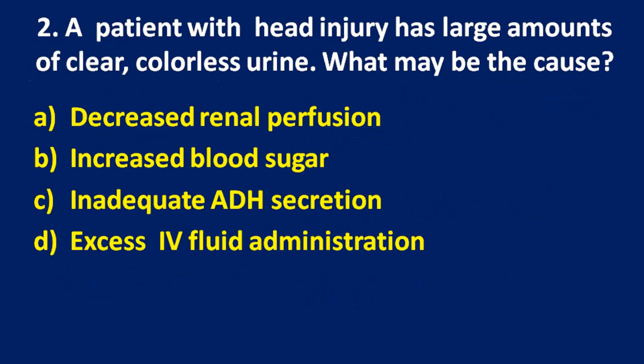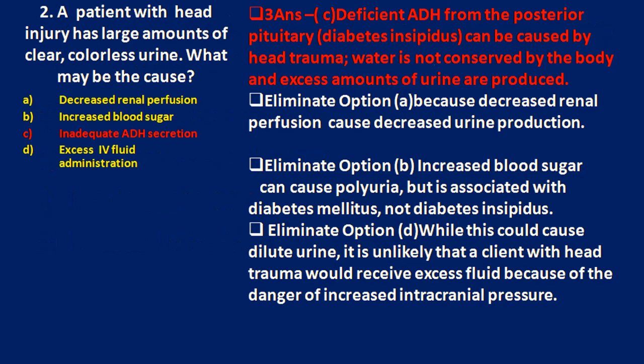Second question, a patient with head injury has large amounts of clear colorless urine. What may be the cause? Option A, decreased renal perfusion. Option B, increased blood sugar. Option C, inadequate ADH secretion. Option D, excessive IV fluid administration. Here the answer is option C, inadequate ADH secretion.